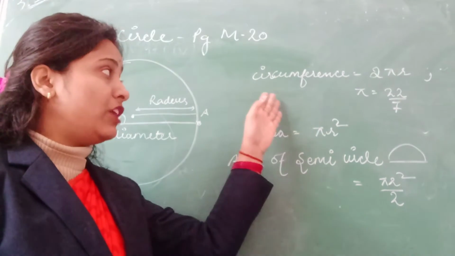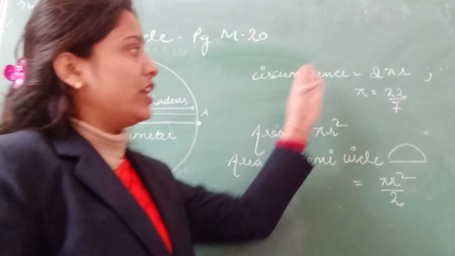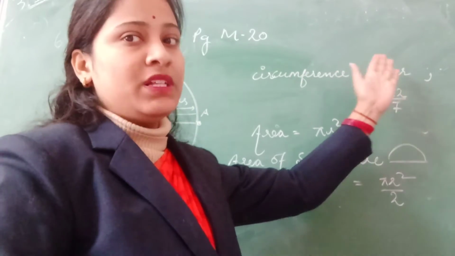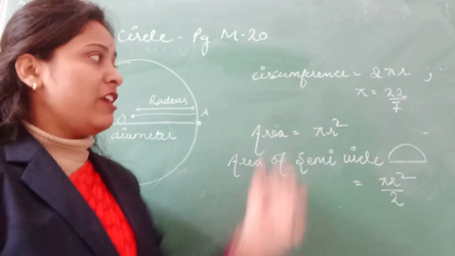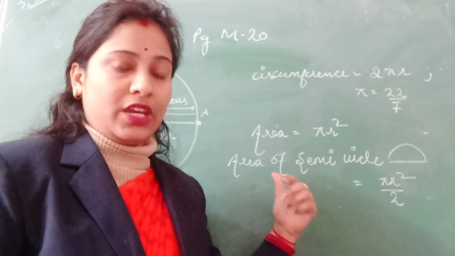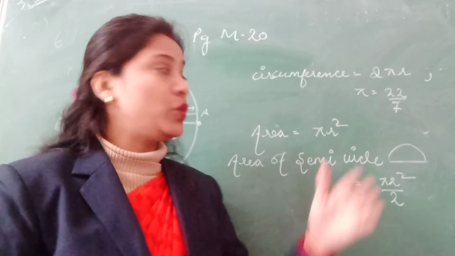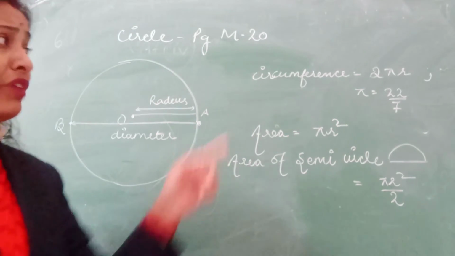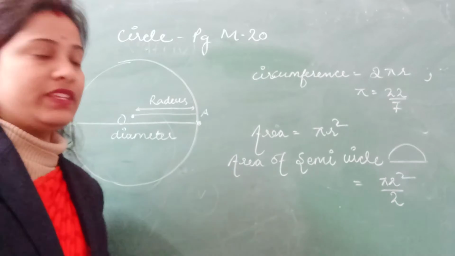So what is the formula for the circumference of a circle? It is 2 pi r. 2 multiplied by pi multiplied by r, where pi value is 22 upon 7, and this value is constant. Whenever you are solving the problems, you are supposed to put the same value in the solution, where r is the radius of the circle.